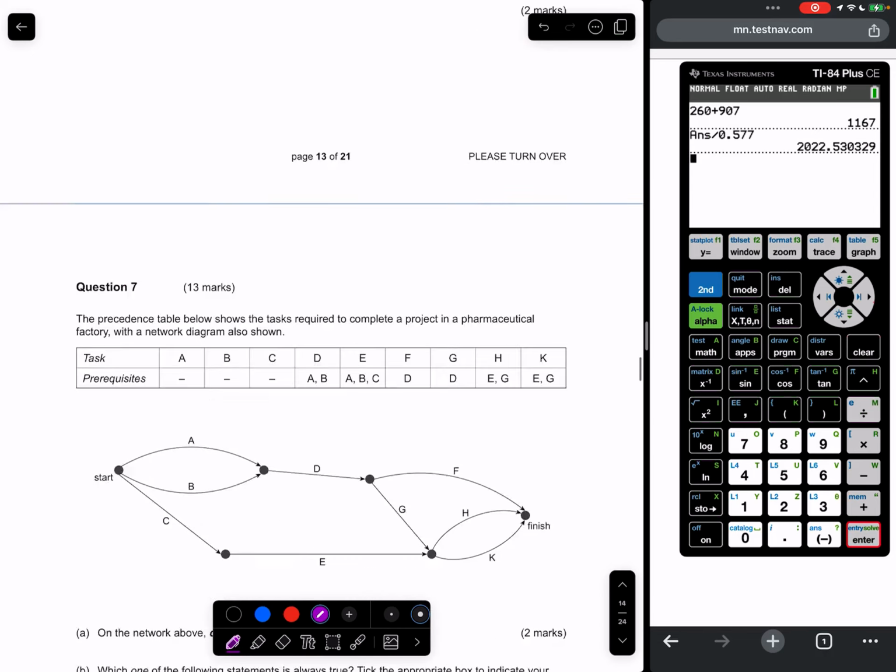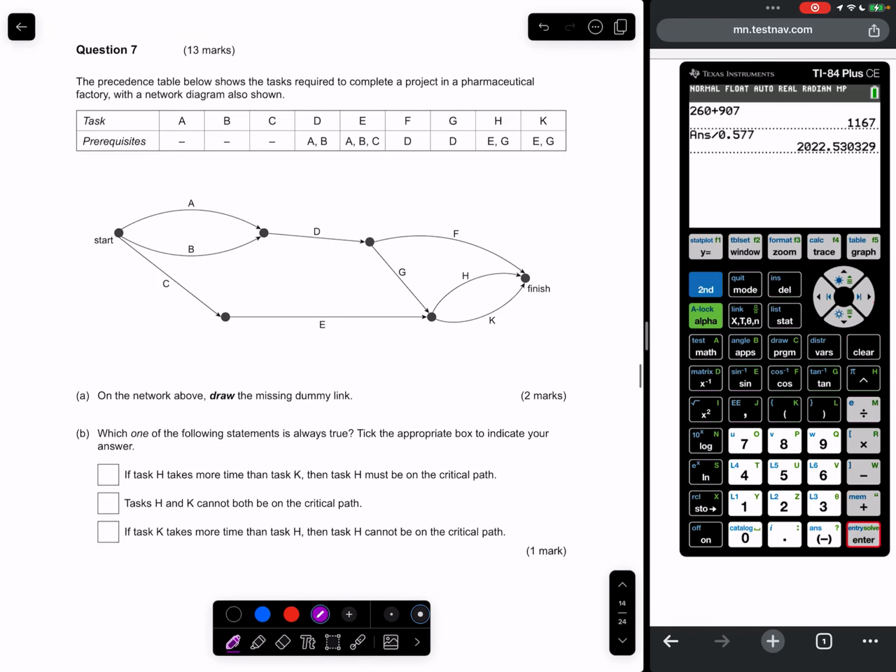Okay, that's page 13 of 21. The precedence table below shows the tasks needed to complete a project in a pharmaceutical factory, with a network diagram. On the network, draw the missing dummy link. Where is the dummy link going to be?